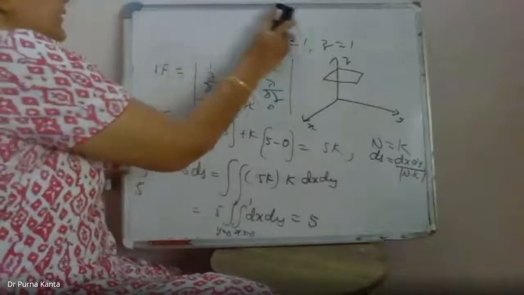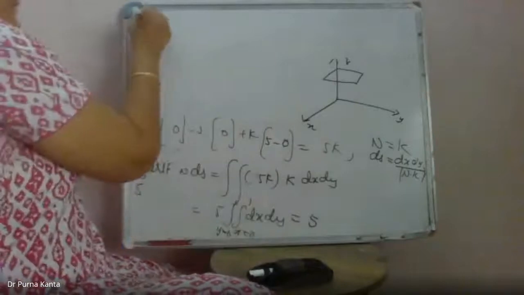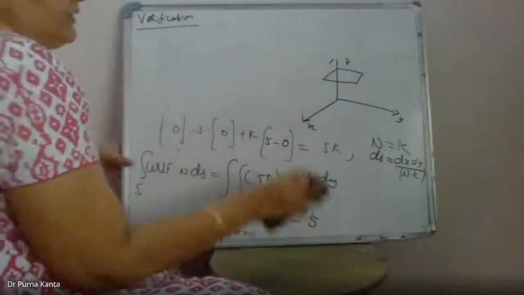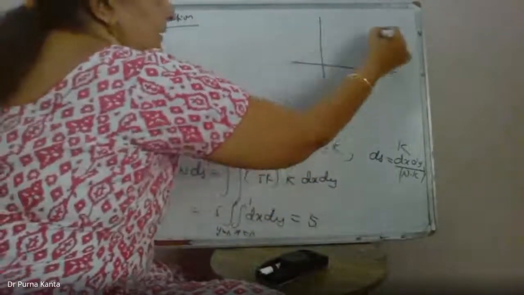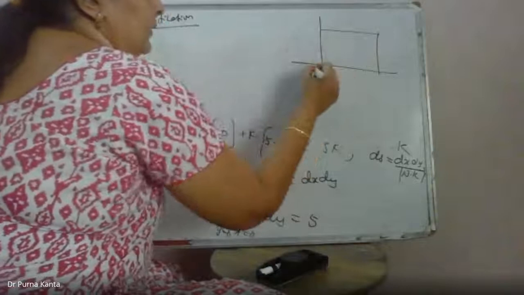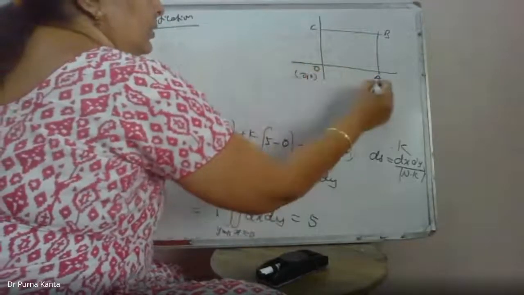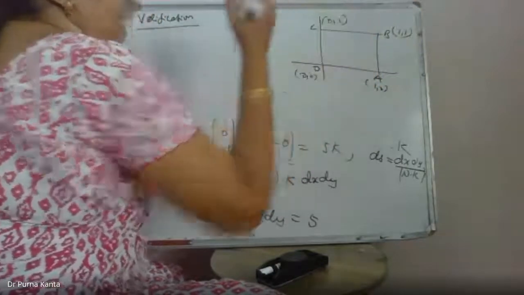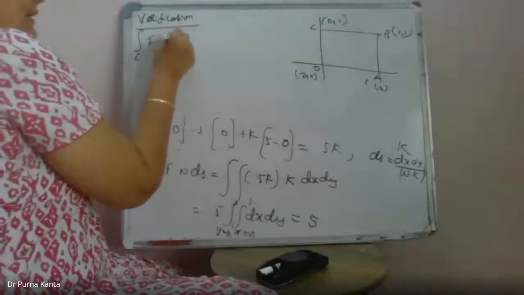Now we go with the surface. Now we will go with the verification part, line verification. So for the verification part, it is a square on the xy plane, right? So this is a square we take: O, A, B, C, that is (0,0), (1,0), (1,1), (0,1). So we have to calculate the integral over C of F dot dr.